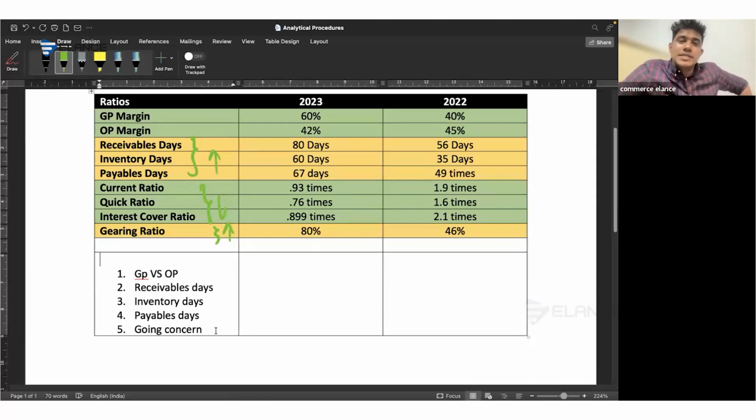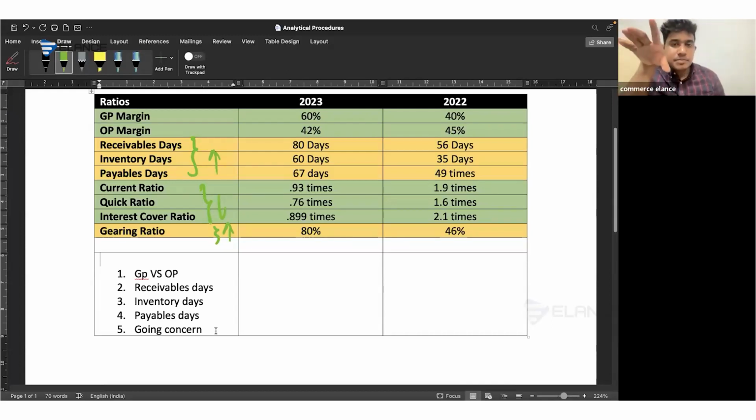Same as that, when there is something mentioned in the scenario relating to the inventory, you need to combine that statement on inventory plus the inventory days movement, and then write the risk. Payables also same case, you have to consider whether there is anything written in the scenario relating to the payables, then only you should mention the payables days as well. But when it comes to GP versus OP or going concern, you can give it a separate point. You are not even required to consider whether anything is given in the scenario or not. So this is how you need to give the ratio analysis part.